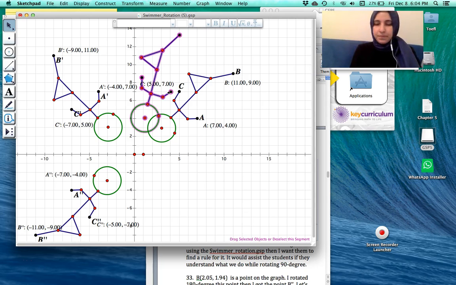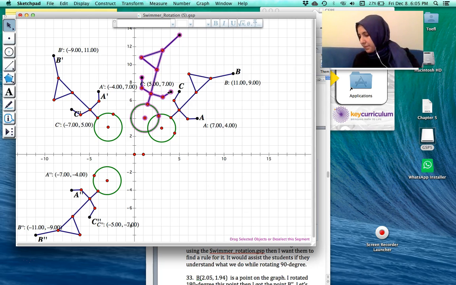Question 33. Describe other activities that you would want to engage with your students using the rotation sketch. Explain how these activities would assist students in understanding the properties of rotation. I would ask the students to rotate 180 degrees using the rotation sketch, and then I want them to find a rule for it. I will assist students to see if they understand what they do while rotating 90 degrees.